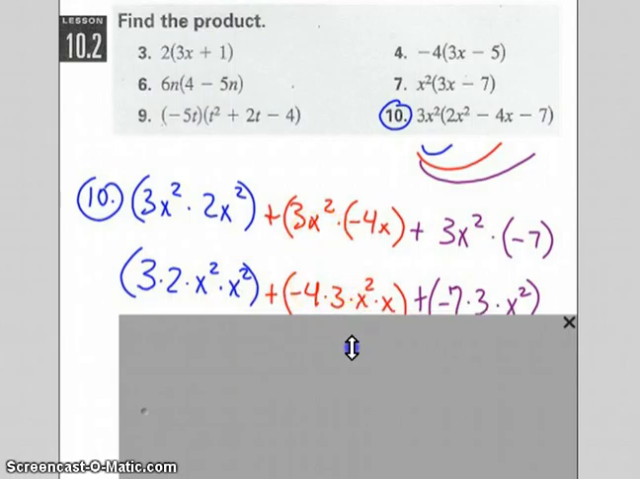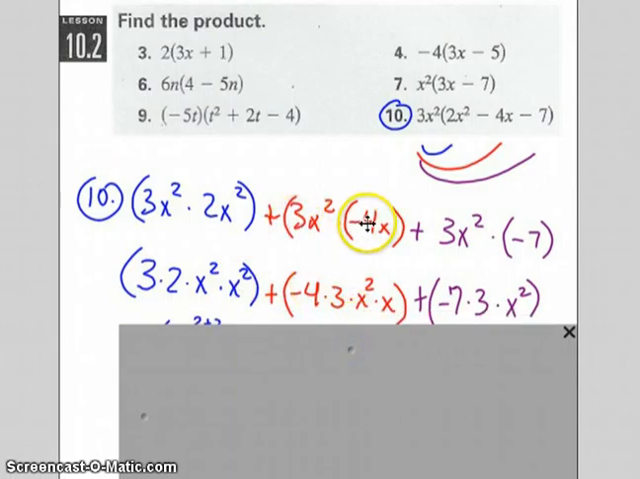Similarly with the red, I'm going to put the negative number out in front of the positive number. Otherwise, I might think it's a subtraction, and it's not. So it's negative 4 times 3 times, there's that x squared, there's that x. And the last one here, again, I've got a negative, so I'm going to put it out in front of the positive. Negative 7 times 3, negative 7 times 3 right there.